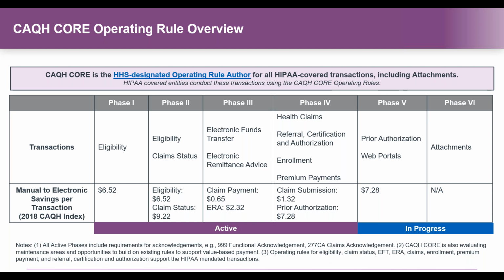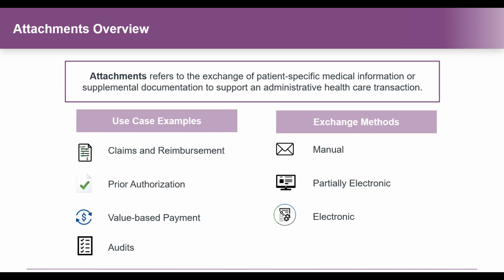If we go to the next slide, you can see that we actually do have data related to some of the components of attachments. But first, having this kind of basic understanding of how we categorize attachments and the methods for their exchange is important to understand. We see attachments as both related to claims and reimbursement processes, prior authorization, value-based payment models, as well as importance of audits. Providers are required to pull specific patient-specific information and supplemental data and provide that to a host of other entities within the spectrum of healthcare, including health plans, auditing organizations, and others within that cycle.